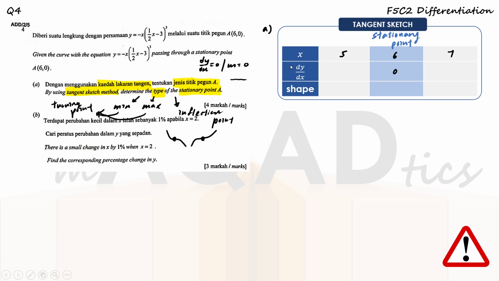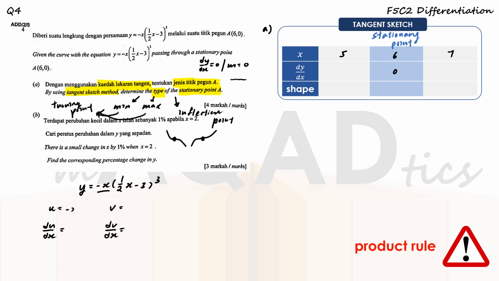To find this, we need to differentiate the equation first. You can see that it's like 2 things multiplied together, so we can use the product rule to help us differentiate. This part will be u, and this part will be v. Then we need to differentiate separately. This one we just take the value, which is -1. This one we need to put the power to the front. Everything here remains the same, and then the power needs to go down by 1, and then we need to differentiate the function inside.